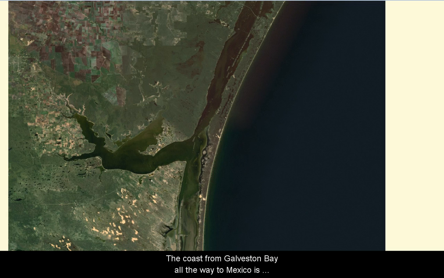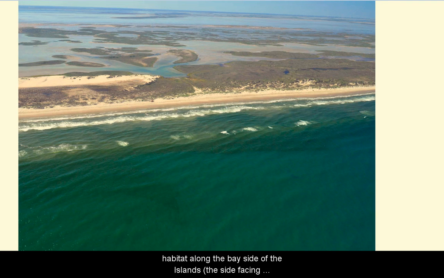The coast from Galveston Bay all the way to Mexico is characterized by barrier islands. Barrier islands are long, narrow islands of sand that run parallel to the mainland. They form the seaward side of many of Texas's bays and lagoons. They shield important wetlands and seagrass habitat along the bay side of the islands. That's the side facing toward the mainland. And they help protect coastal communities from storm surges.